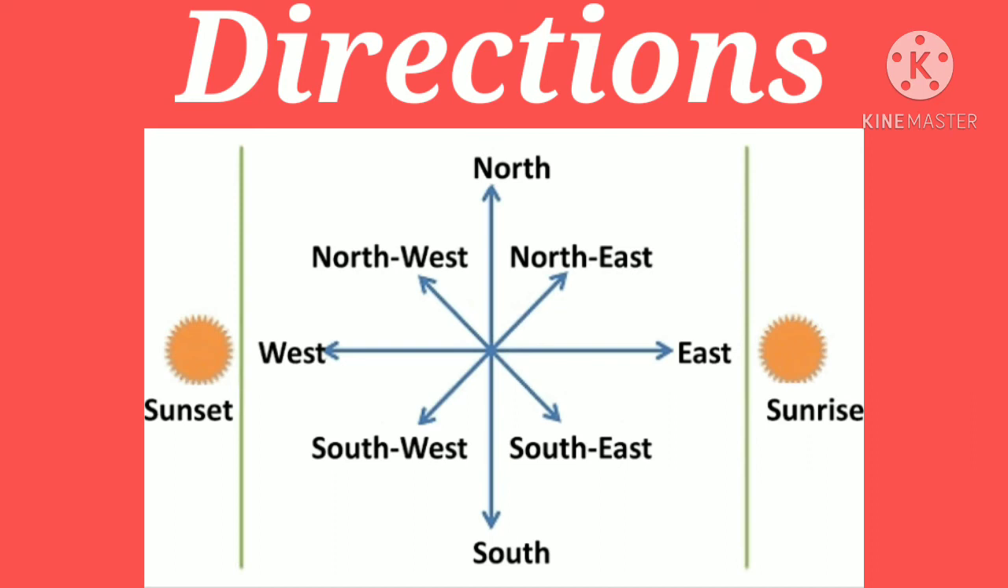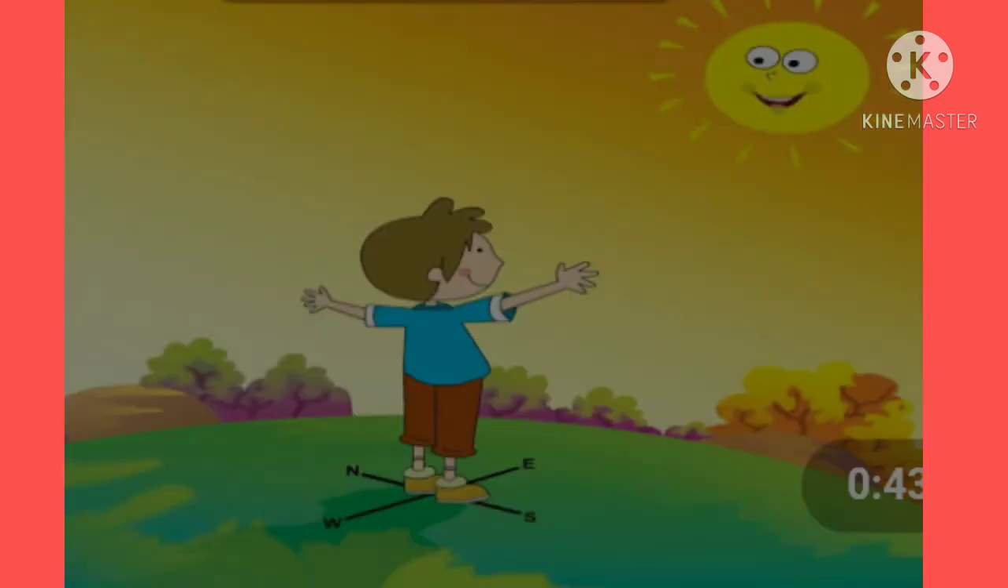We also use words such as east, west, north, or south. These are the four main directions. The sun rises in the east and sets in the west. If you stand facing the sun in the morning, you are facing east. West is behind you. North is on your left and south is on your right.